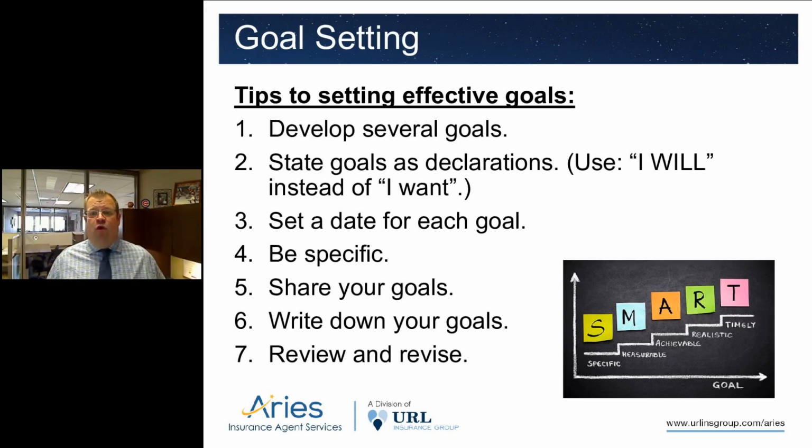Like I'd mentioned before, you're writing down these goals. And number 7 is you want to review your goals and revise them. You may hit a goal. Maybe you set a goal for in the first 90 days of 2024, I'm going to do XYZ, or I will do XYZ. You've hit that. Now you want to do that again, but you're going to raise the bar a little bit higher. You can do that. Review and revise.